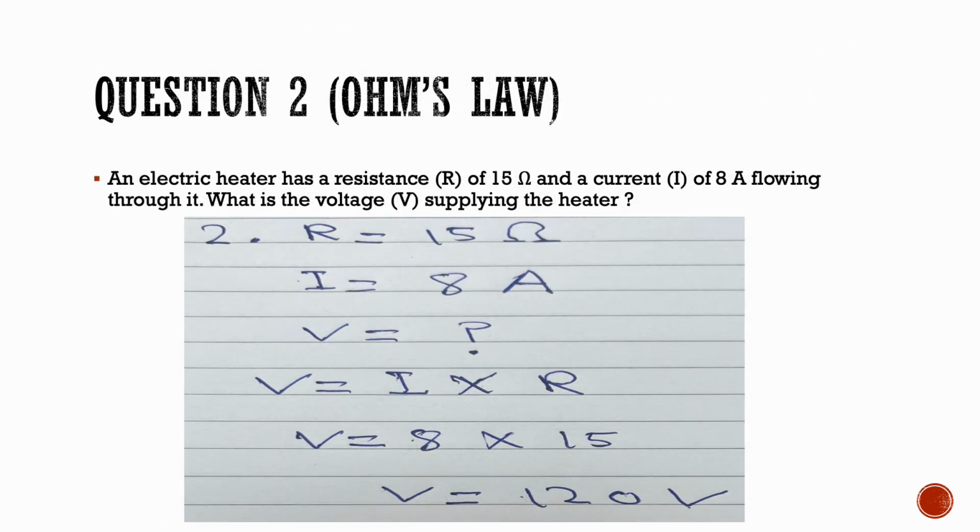Question 2, and Ohm's law is needed for this question. An electric heater has a resistance of 15 ohms and a current of 8 amperes flowing through it. What is the voltage supplying the heater? Our resistance is 15 ohms and our current is 8 amperes, and the voltage is the one we are trying to find. So we are using Ohm's law, which is V equals I times R. Our current is 8 and our resistance is 15. So 8 times 15 gives us a voltage of 120 volts.